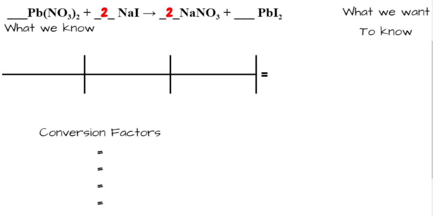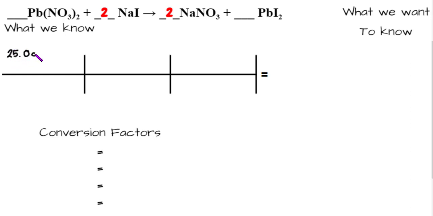If I start with 25 grams of lead-2 nitrate and 15.0 grams of sodium iodide, how many grams of sodium nitrate can be formed? Well, this is a limiting reaction kind of problem, so I'm going to be running two stoichiometry problems at the same time.